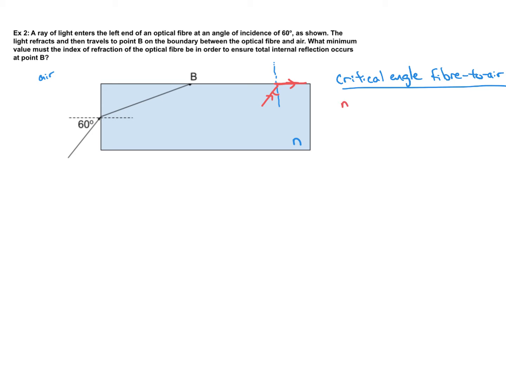We'll have n times sine of the critical angle equals 1, that's the index of refraction of the air, times sine of 90 degrees. That's how you determine the critical angle. The critical angle will be the inverse sine of 1 over n. We don't know what n is. Remember, sine of 90 degrees equals 1, so the right side of the equation is 1. Okay, so I've got equation 1 here.